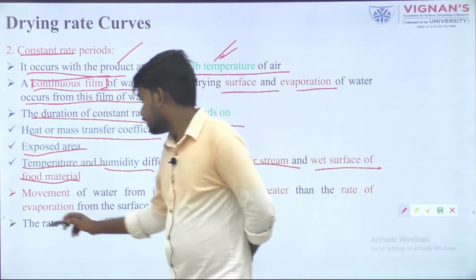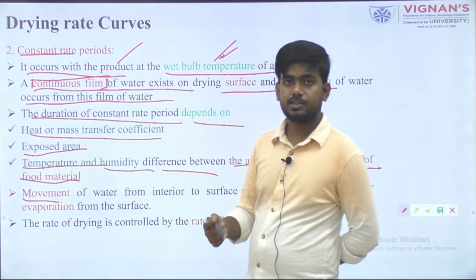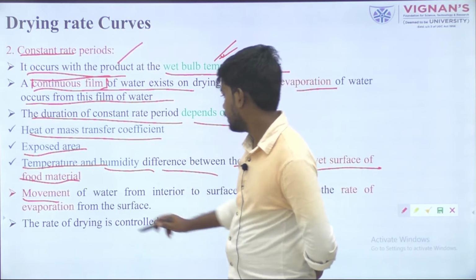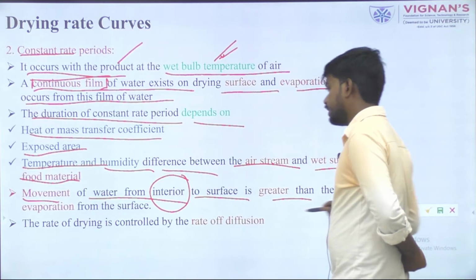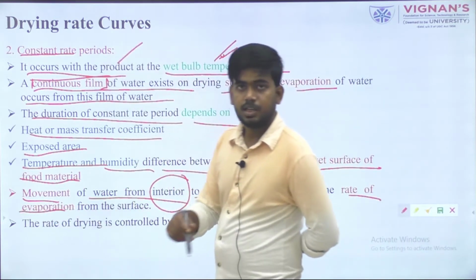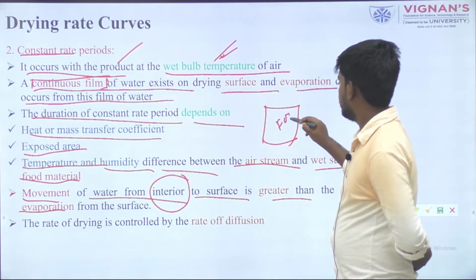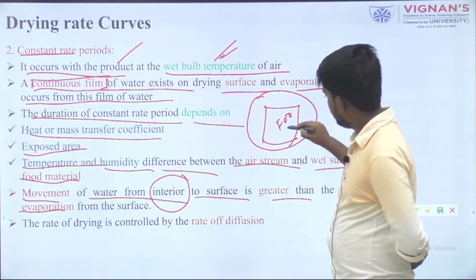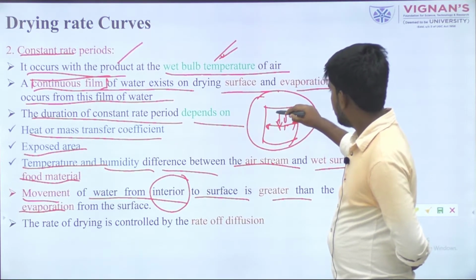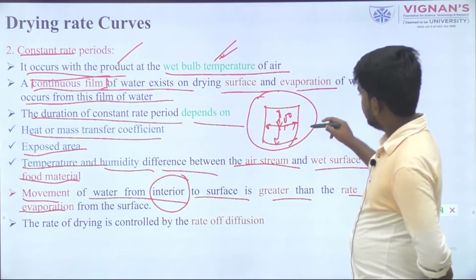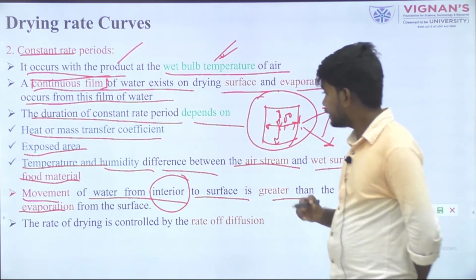The next point is the movement of water, meaning whatever moisture is present in the food product moves from the interior to the surface faster than the rate of evaporation. Assume this is the food material that we are going to dry. The moisture comes to the surface of the food, and from the surface this moisture is evaporated to the surroundings. In this condition, what happens?